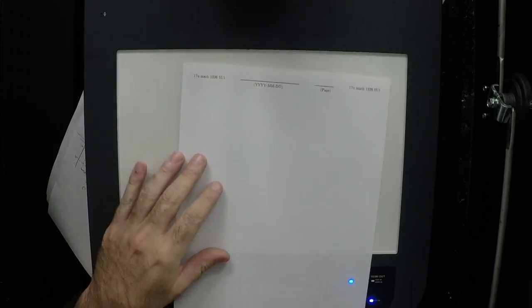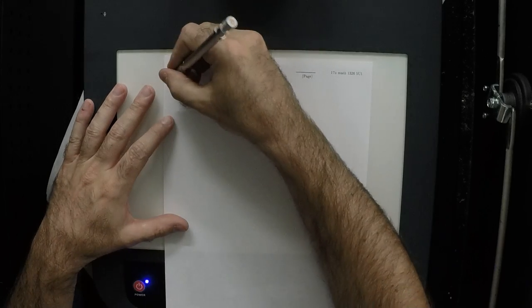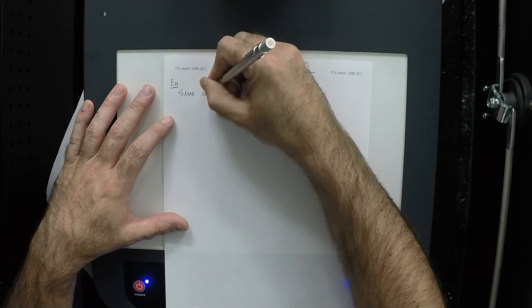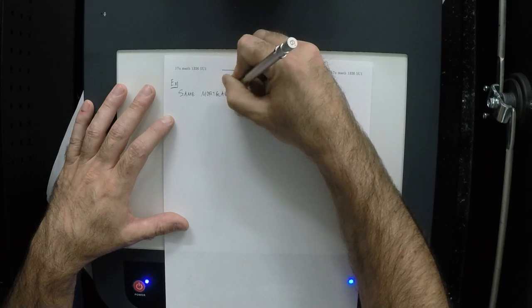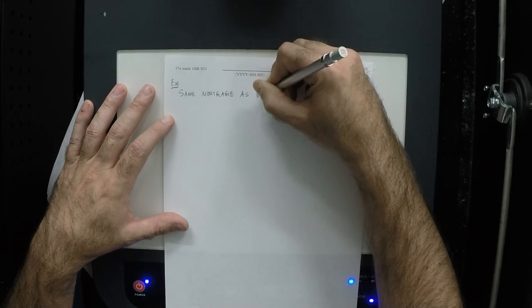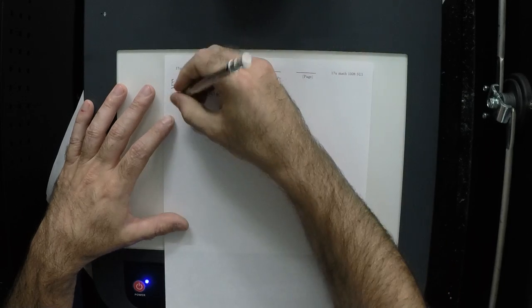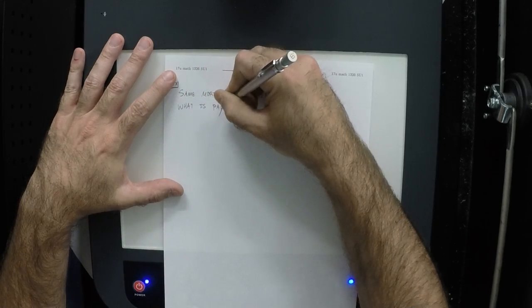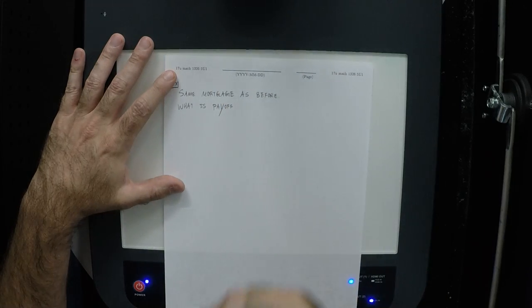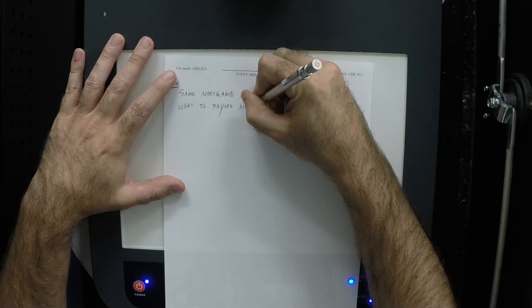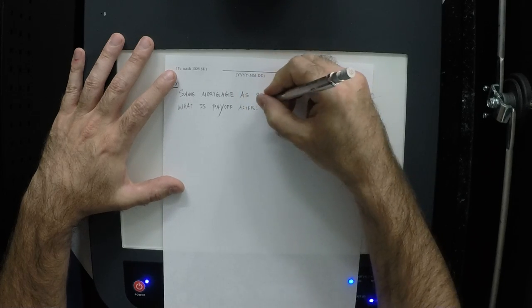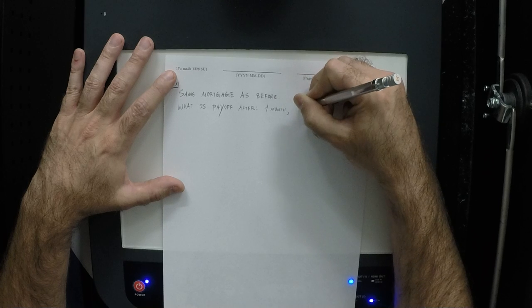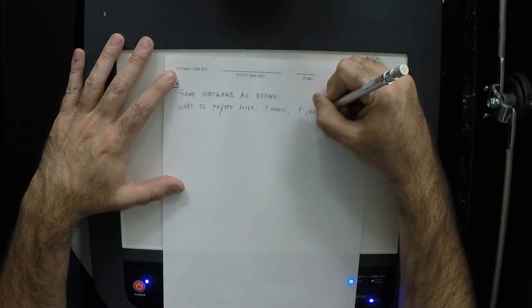So the same mortgage that we did two pages ago. So same mortgage as before. What is the payoff value after 1 month, 1 year, and 5 years?